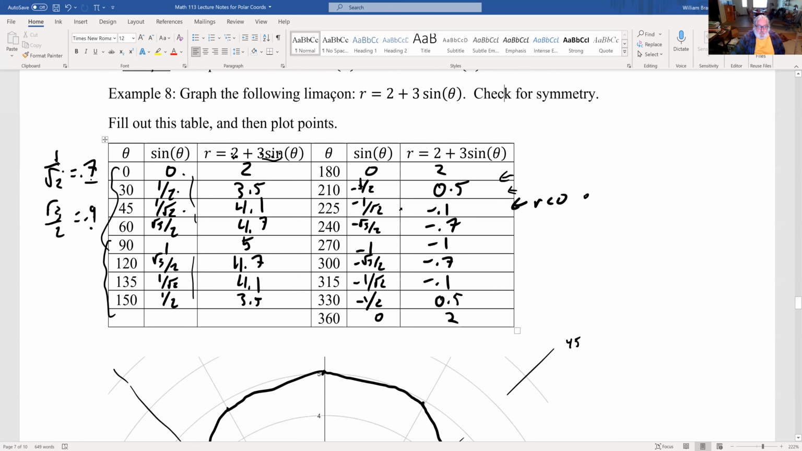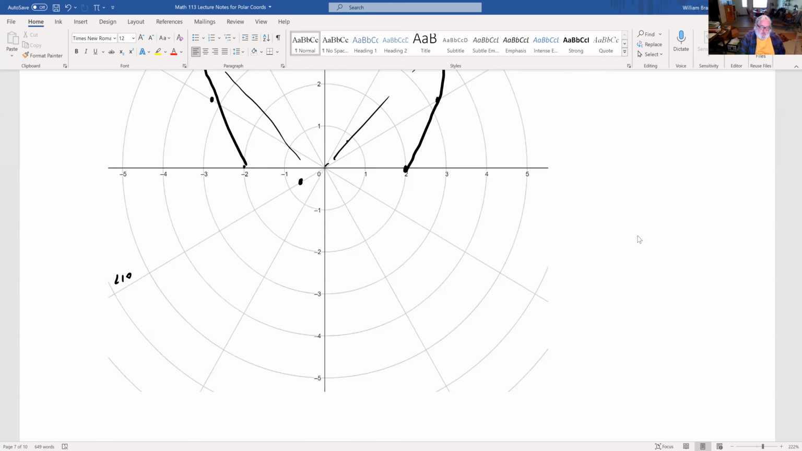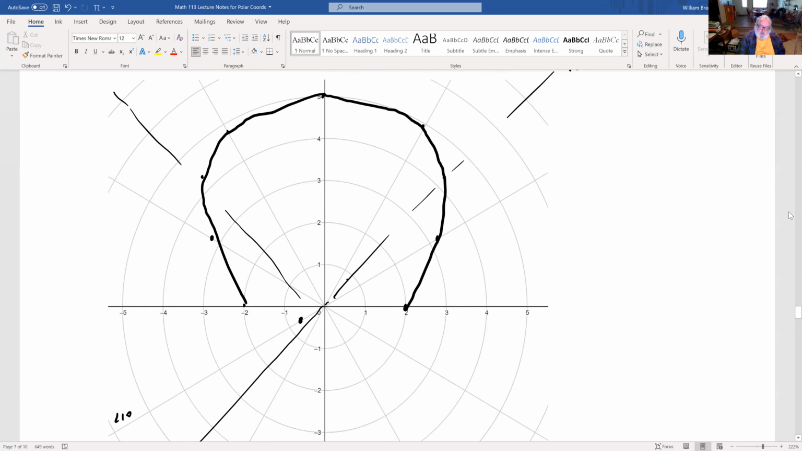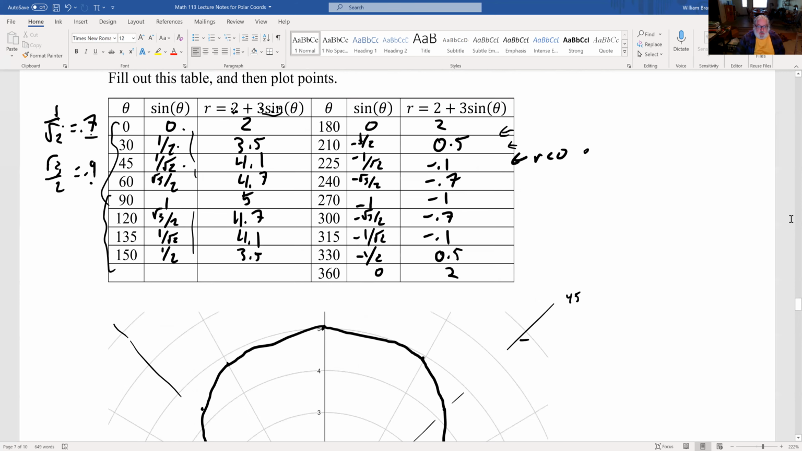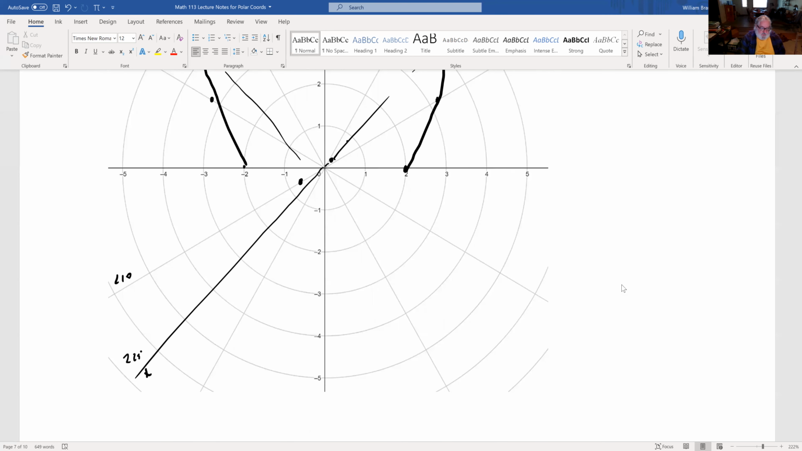At theta equals 225, we're at minus 0.7. So 225 again is this line. The positive 225 axis is down there, the negative is on that, and we're actually out a little bit here. At 240, we're at minus 0.9. So this is the positive 240 side, the negative 240 side is out this way, and then at 270, we're actually up at minus 1.